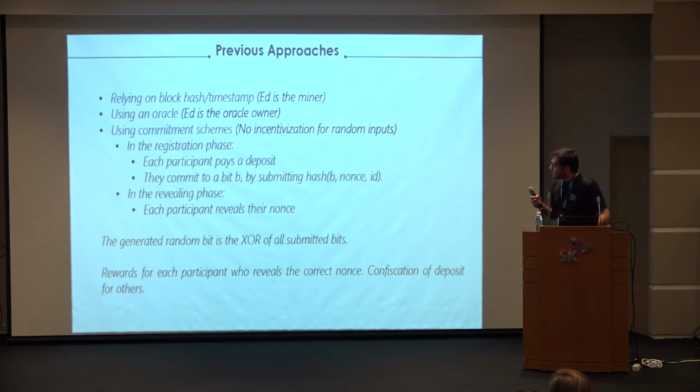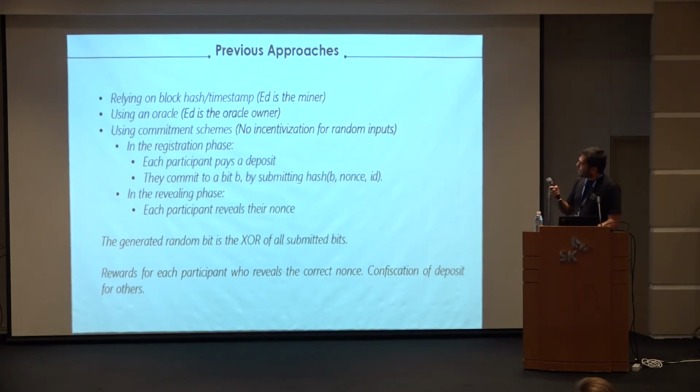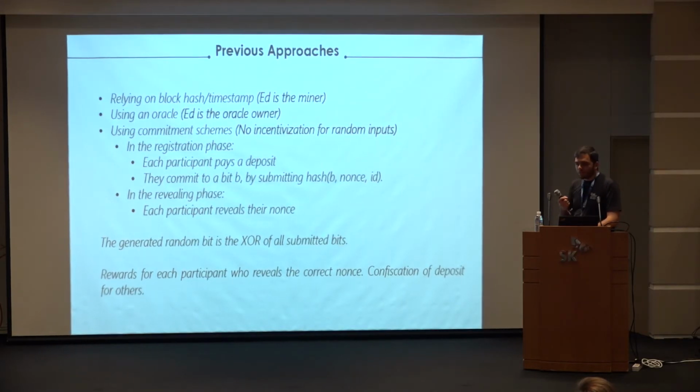And, well, the generated random bit is, again, the XOR of all the submitted bits by all the participants. But the rewards for participants are dependent on whether they reveal their choice or not. If they don't reveal their choice correctly, their deposit would be confiscated. Otherwise, they get some reward. But again, this has the problem of not incentivizing the participants to submit actual random numbers. So if I take part in this scheme and only always submit 0, I get the same rewards as someone who is always truly submitting random numbers.